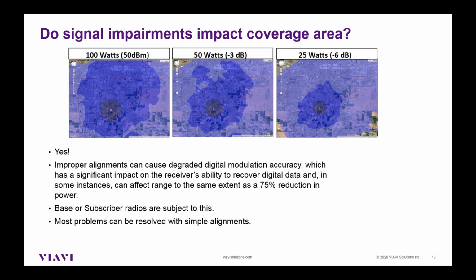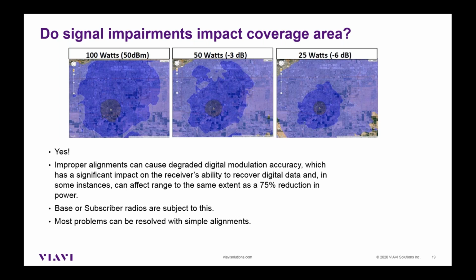If you look at these graphs, it's showing the coverage area with a 100-watt transmitter, the coverage area with a 50-watt transmitter, and then the coverage area with a 25-watt transmitter. So 50 watts is 3 dB down from 100 watts, and 25 watts is 6 dB down from 100 watts. What I'm trying to illustrate is that if you have a signal impairment that impacts the receiver sensitivity by 3 dB or 6 dB, in other words, it takes 3 dB more signal for the receiver to pick up the signal, then that is the equivalent of putting out half the power, or 25 watts instead of 100 watts. And that's all because of deviation alignments.